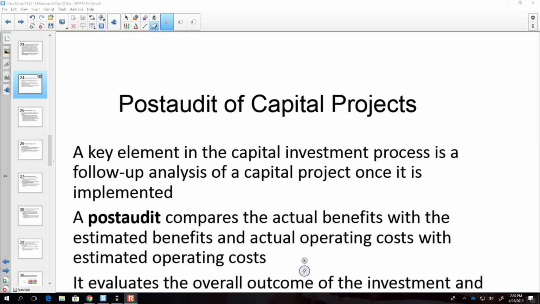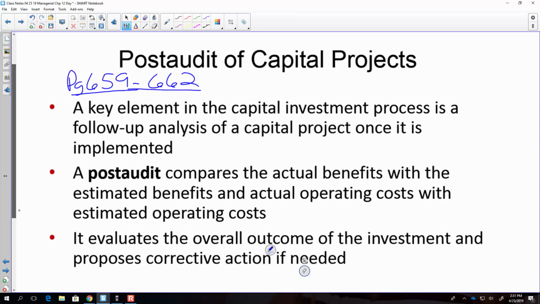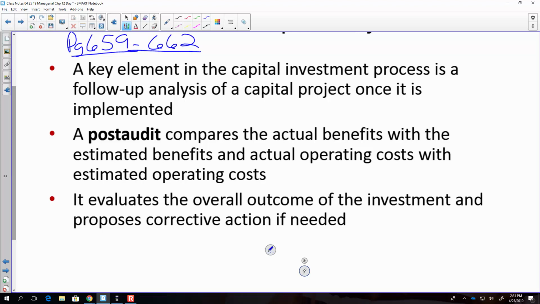On page 661, oh, excuse me, how about 659? Please know these definitions. Page 659, actually 662. There's a post-audit. Remember, we're making a lot of assumptions. And it's always a good idea that years down the road, after you bought the equipment, after you looked at the benefits and costs, to see how close you were to your estimates.